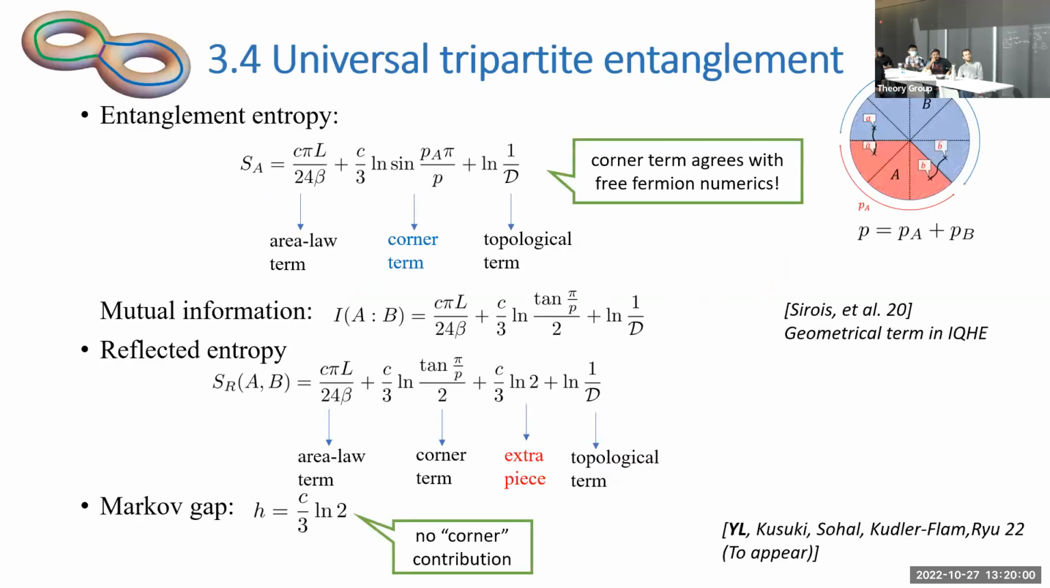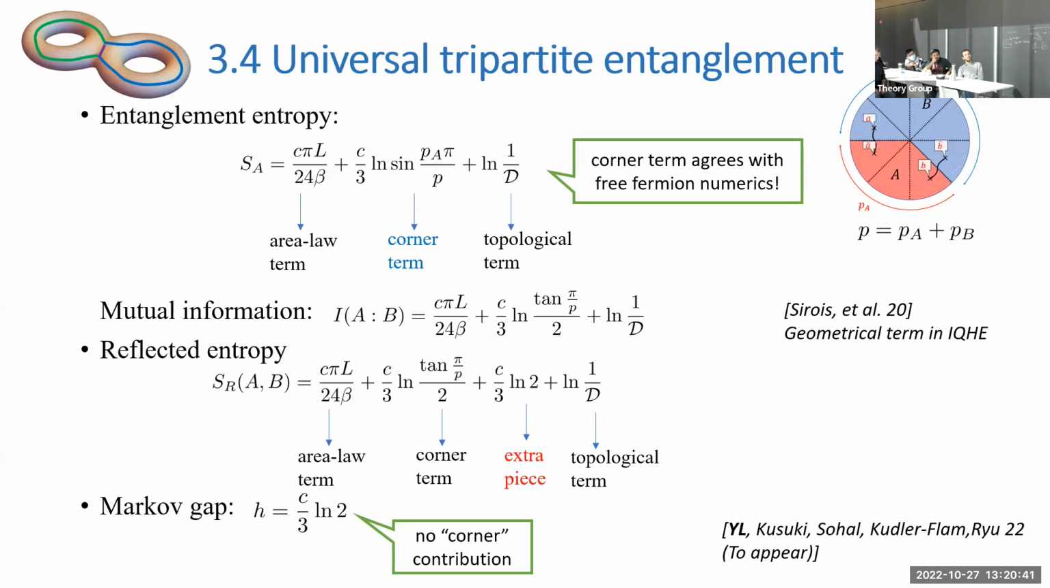And finally, after the calculation, we come to this result. One of the nice things about the result of this calculation is that you can see it has a very clear physical interpretation for every piece: we have an area law term, we have a term related to the corner contribution, and we also have a topological piece. So up to this point, we have only talked about the abelian case.